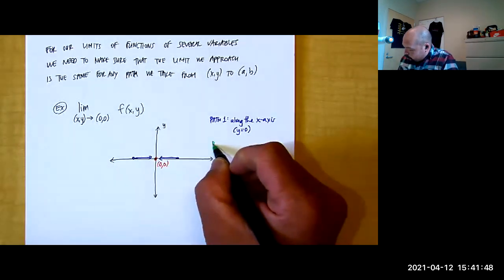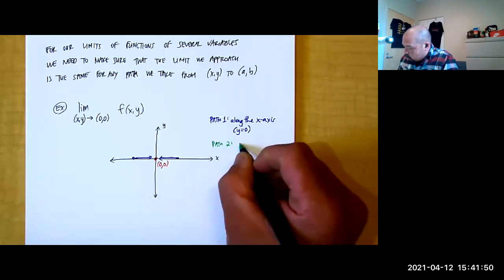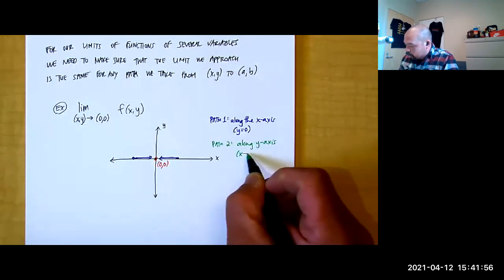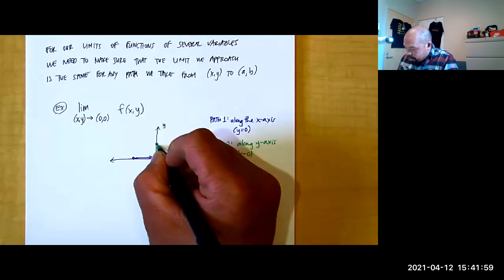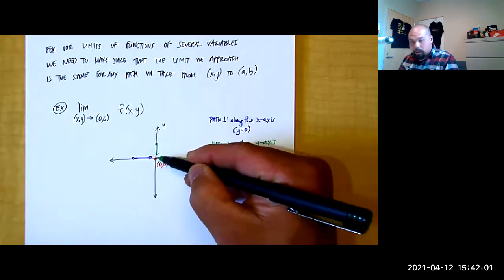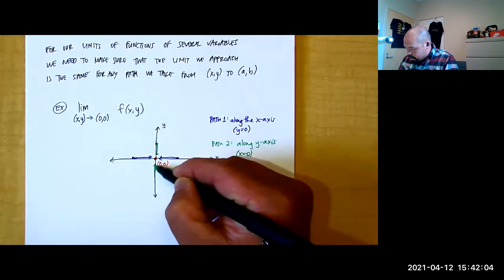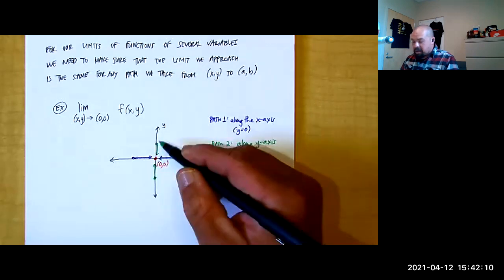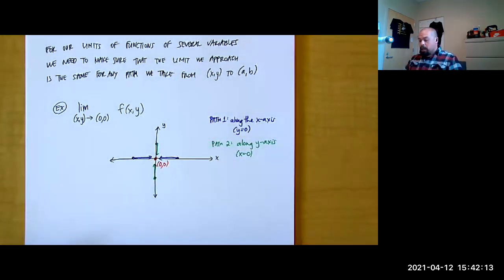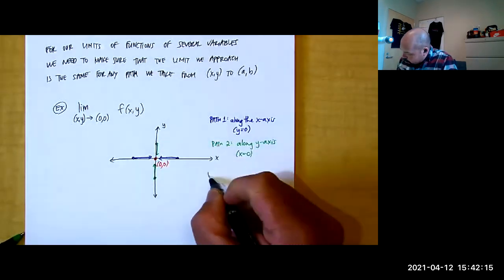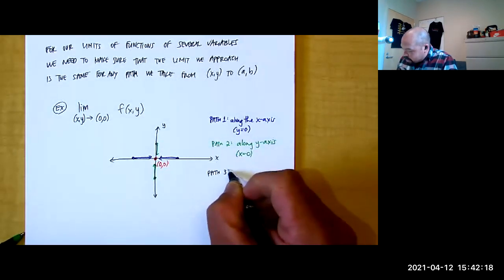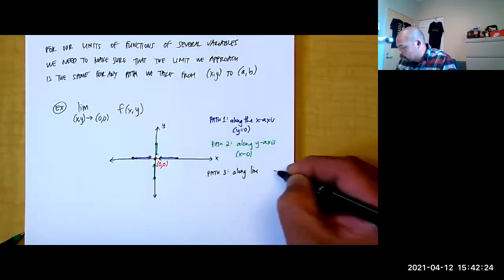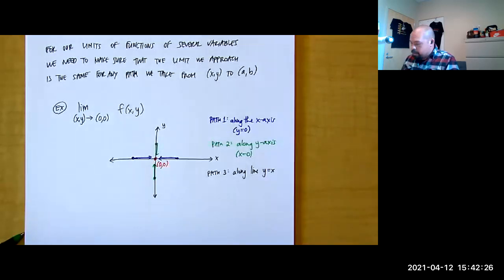Another path, we can go along the y-axis, right? Where x is always equal to 0, right? So I can take any point up here and have it get closer and closer to the origin. Any point down here, right? x is going to be 0, but any of those points, I can follow that path heading towards 0, right? And we can do a third path even. There's infinitely many paths we can do, right? Along the line y equals x, right?